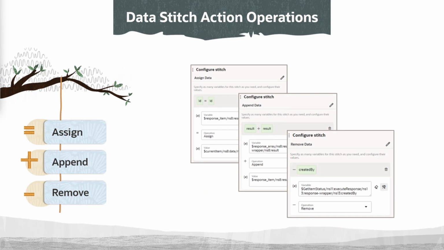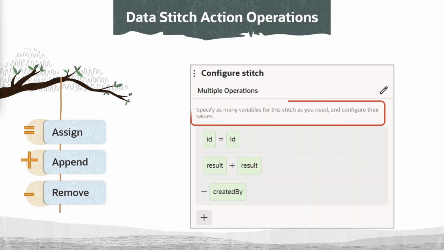Of course, you don't need additional data stitch actions for each operation. You can instead define multiple assignments or operations on variables and child elements of variables by simply adding them, then configuring their values in one data stitch action. You can also define the sequence of variables to update. For example, if you want to copy an address and then override a child element such as a street, just place those statements in the correct order of execution.